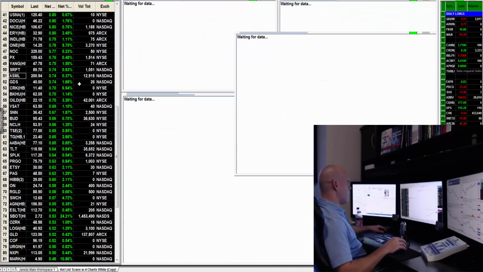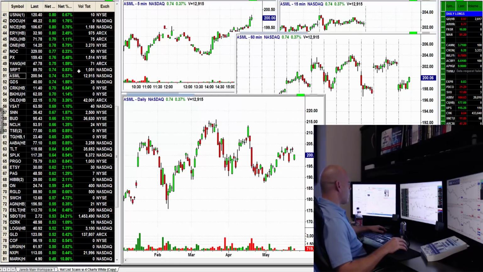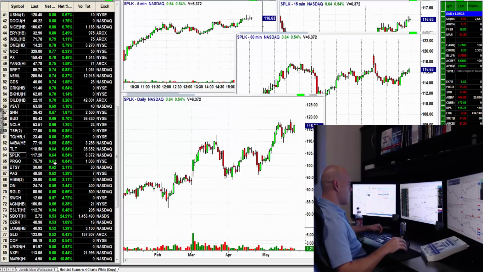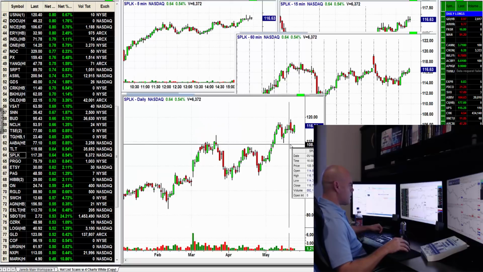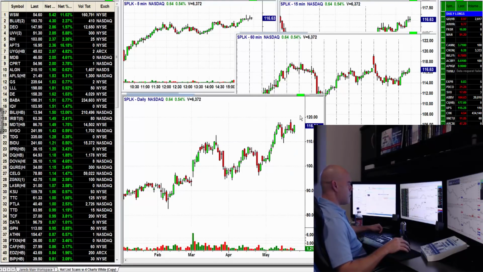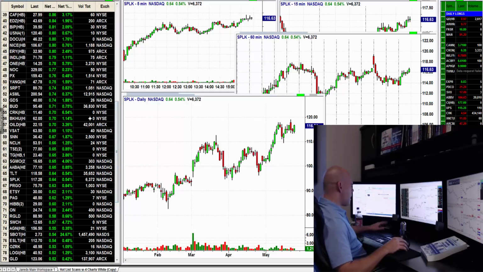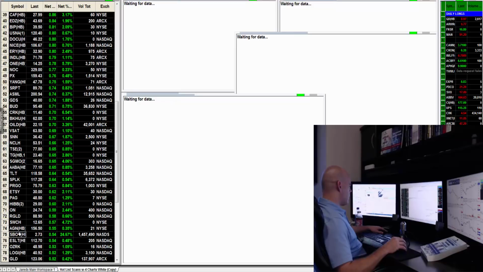ASML is an ADR, so I'm not going to look at it. Again, Bud is an ADR. I don't trade ADRs. Those are American Depository Receipts. They're foreign stocks domiciled in the United States. Okay, SPLK, interesting little idea, but it still has some work to do. Probably not going to put it on the list. All right, keep going down. SBOT.